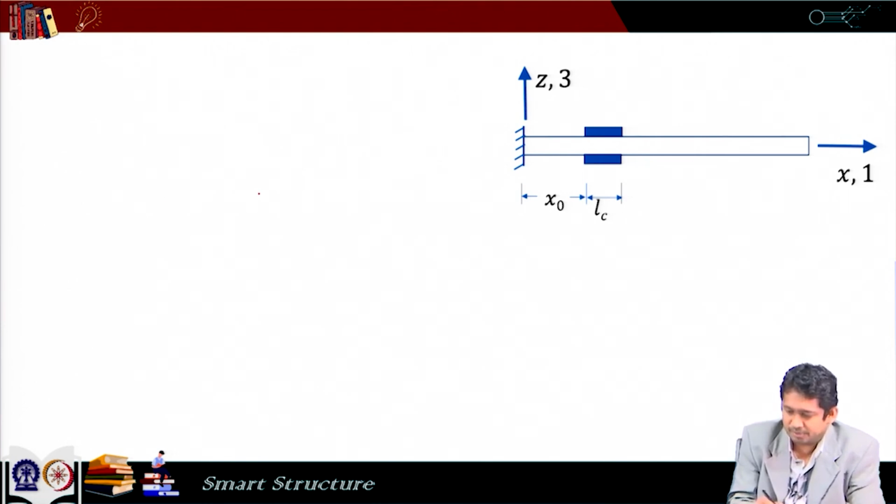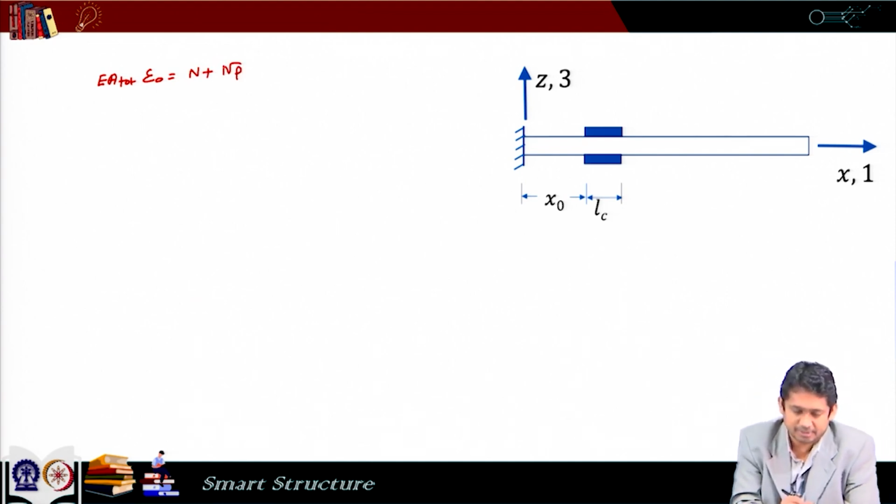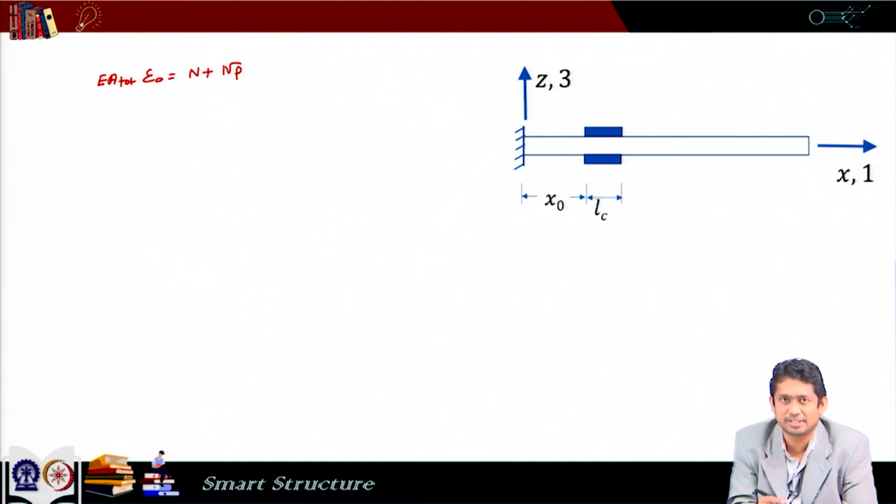Now, we got this relation: EA total epsilon 0 is equal to N plus NP, and this equation is sufficient to solve it because the other equation does not come into picture, because this is a symmetric case. So, ES total is 0.